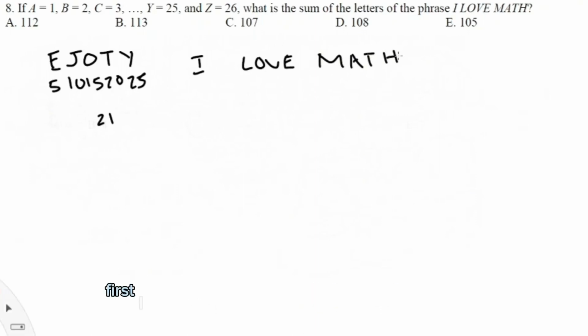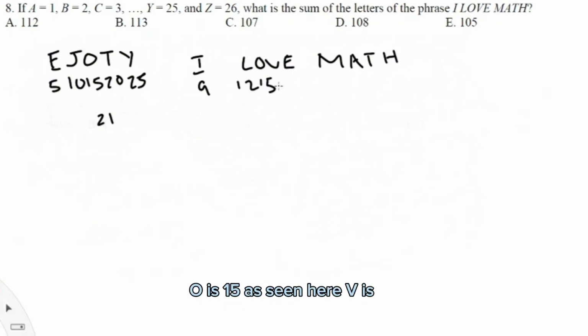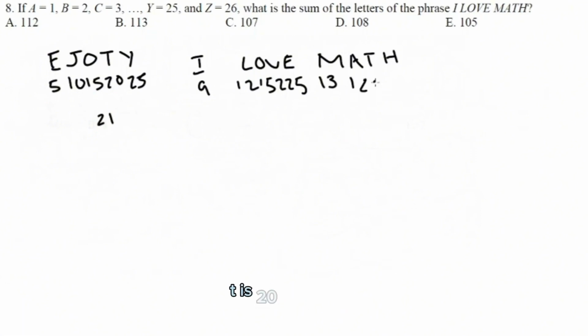Alright, first, I. I is the 9th letter because that's 1 behind J. Next, L, that's 12. O is 15 as seen here. V is 22. E is 5. Then M is 13. A is 1. T is 20. And H is 8. So now you can just add all these numbers.